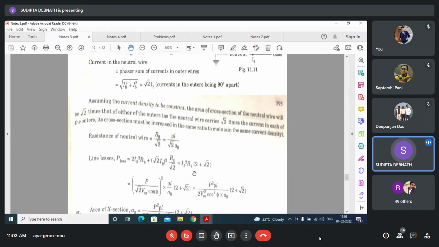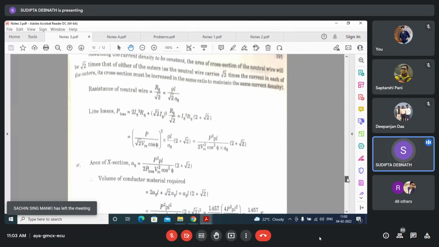You take I8 square R8 common. Inside it will be remaining, and P loss you can ultimately express like this. Just substitution, nothing else. Then what is A8? A8 is like this.